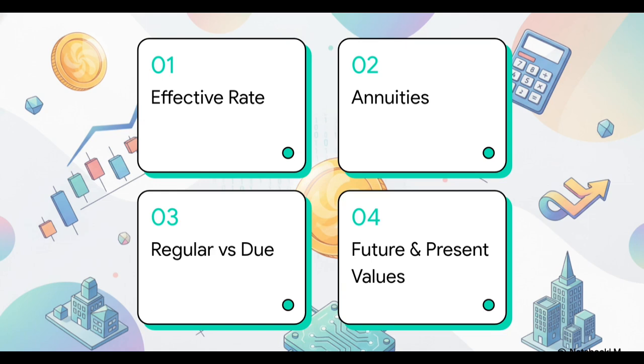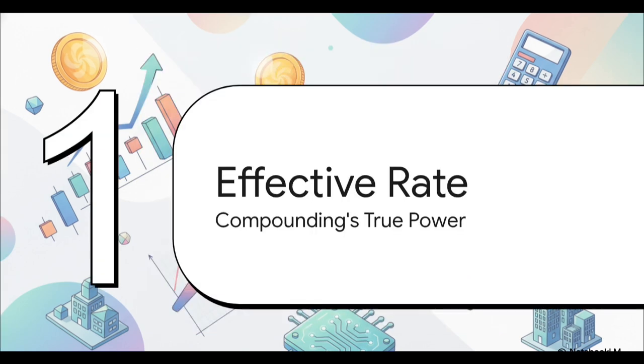What's on the agenda? Well, first, the effective rate of interest. Second, understanding annuities. Third, annuity regular versus annuity due. And finally, future and present values. Let's get right into it. Section 1. Effective rate of interest.